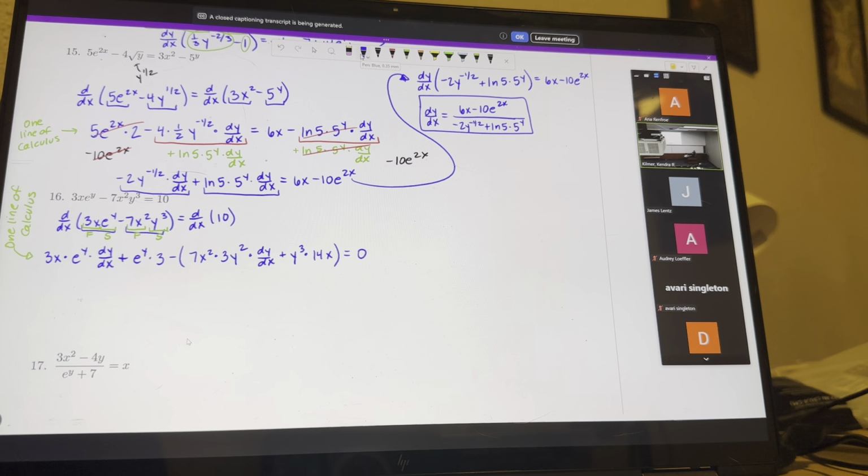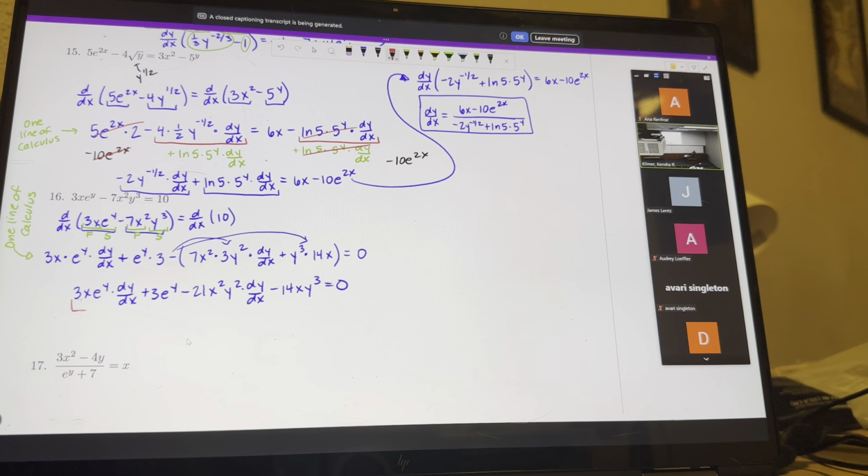Okay. So really I need to distribute this negative sign is the main thing that needs to occur here. I'm going to do a little bit of rewriting. So 3x e to the y times dy dx. I'm going to put this 3 in front, so plus 3 e to the y. I'm going to distribute that negative sign and combine those constants. So 7 times 3 is 21, so minus 21x squared y squared times dy dx. And then if I distribute that negative sign, I have minus 14xy cubed is equal to 0.